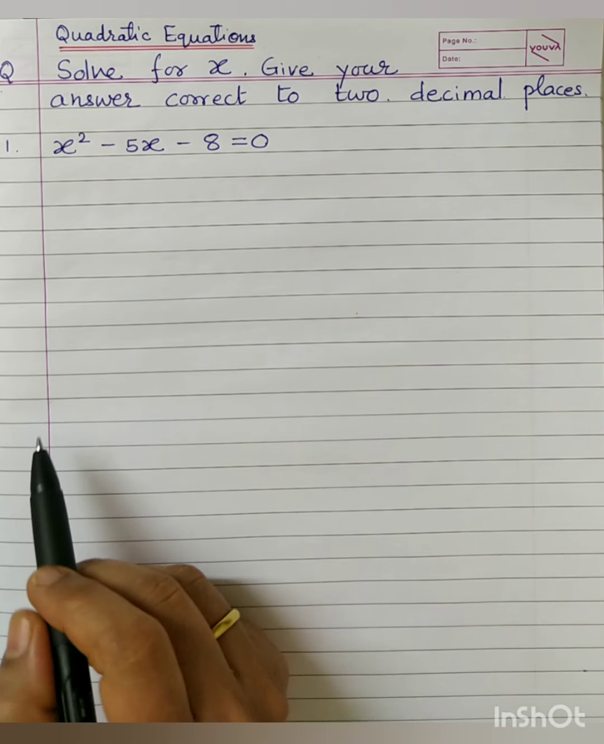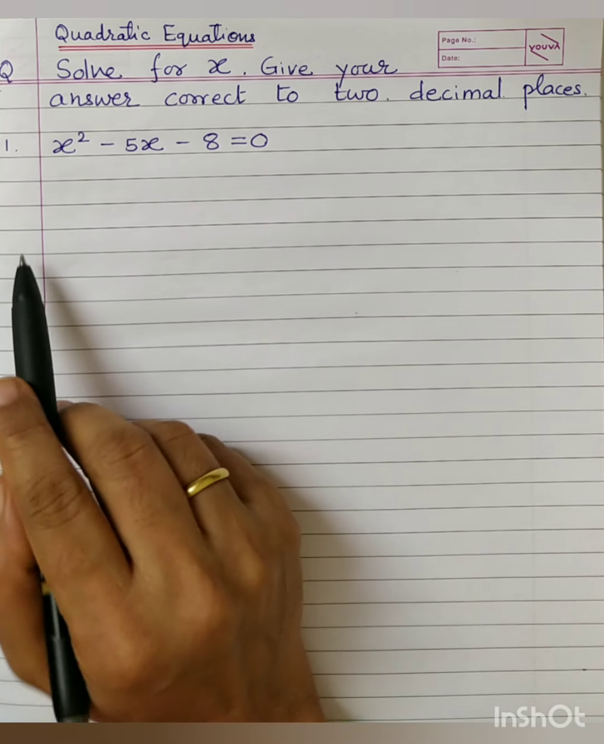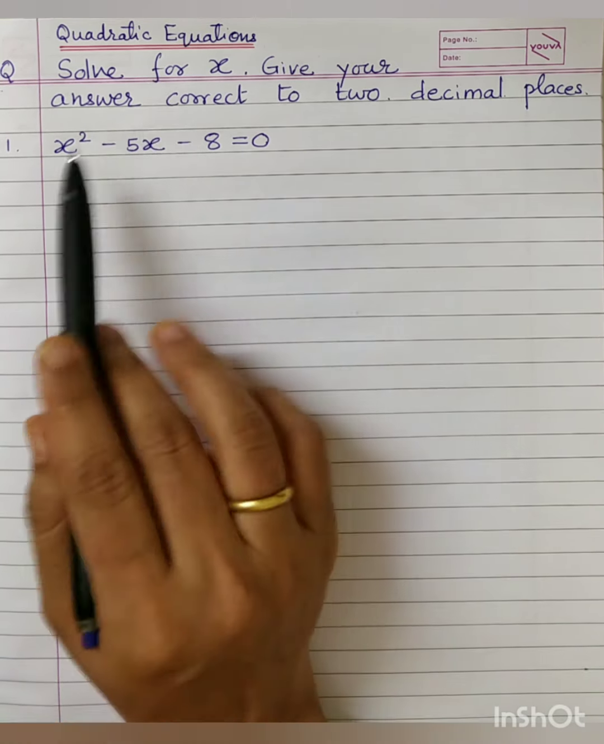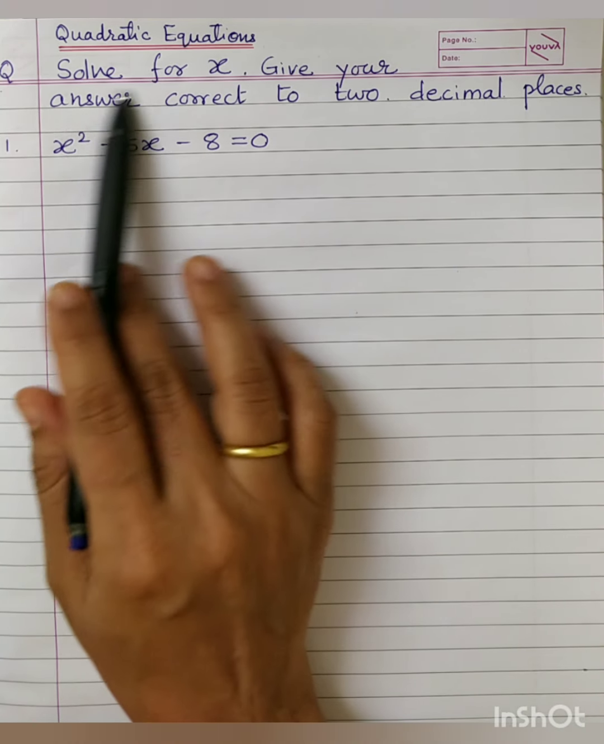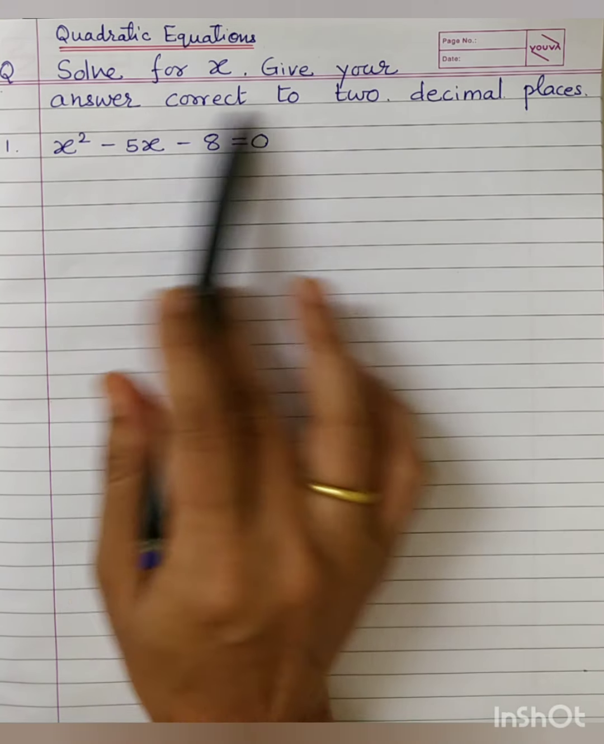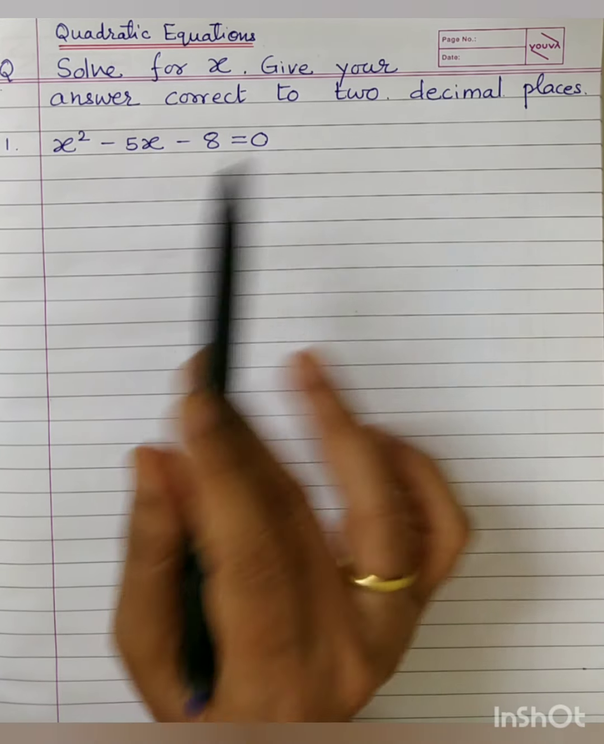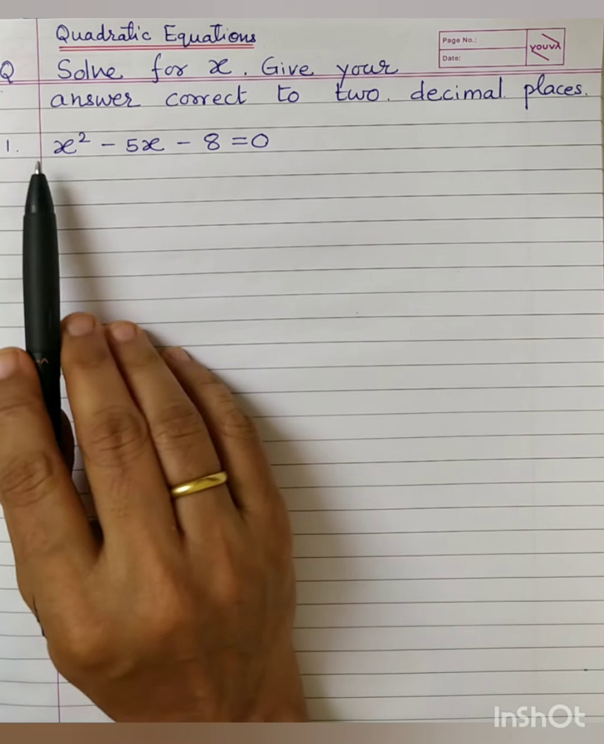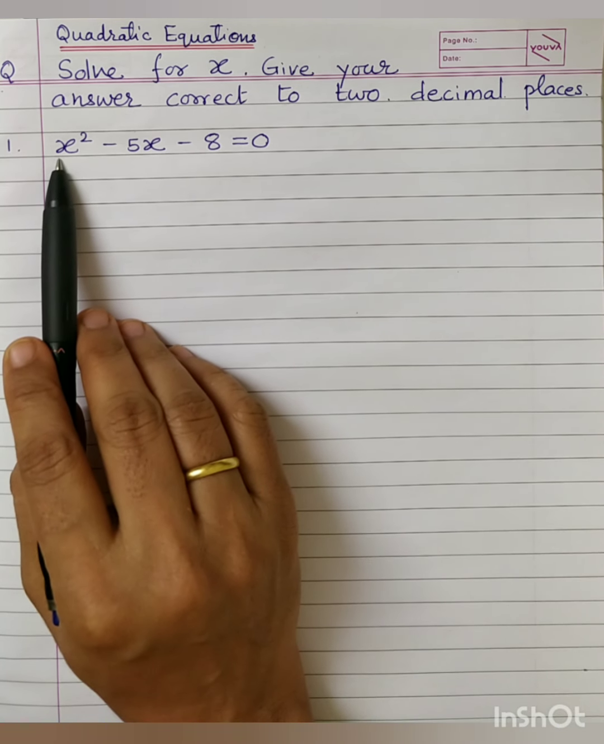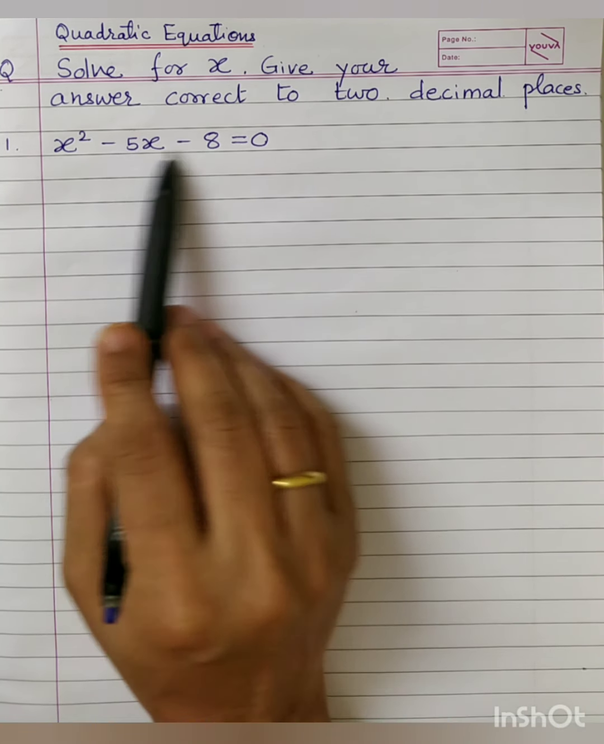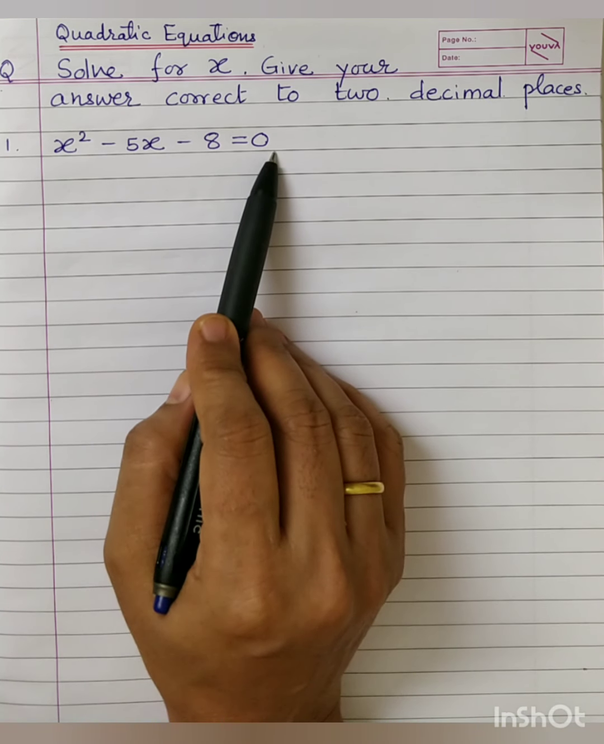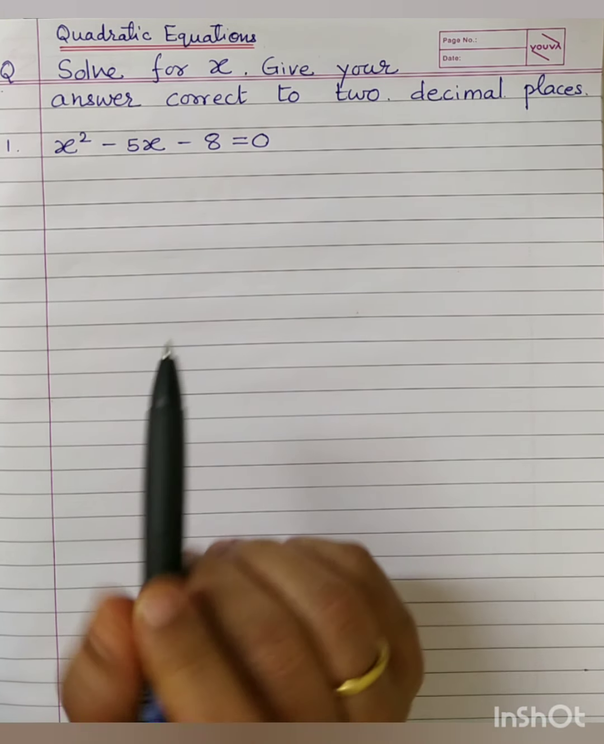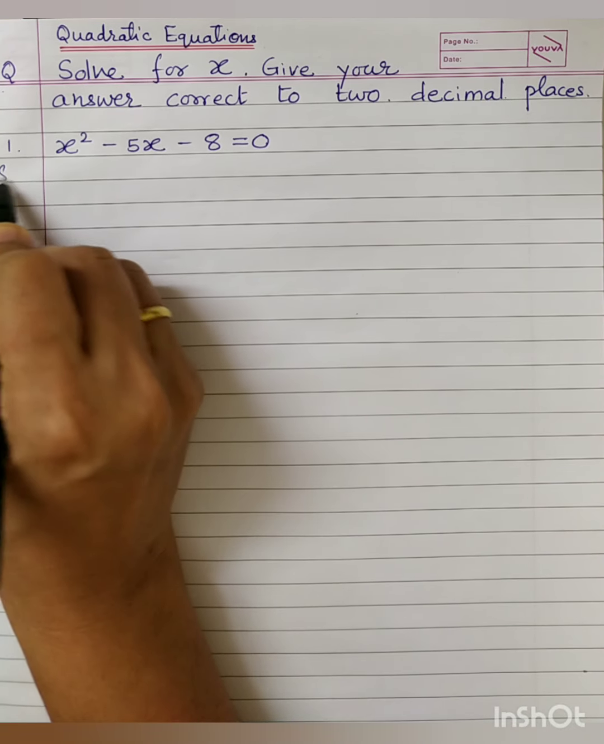Hello children, now we will see how to solve the quadratic equation using the formula. See what is the question: solve for x and give your answer correct to 2 decimal places. So first let's find the value of x here. Check out the format of the equation. x square minus 5x minus 8 is equal to 0, which is to be solved, and it is in standard form. So what is our standard form here?